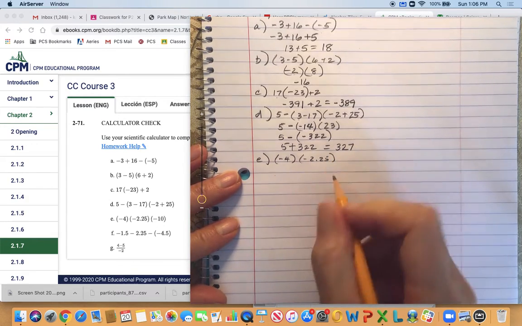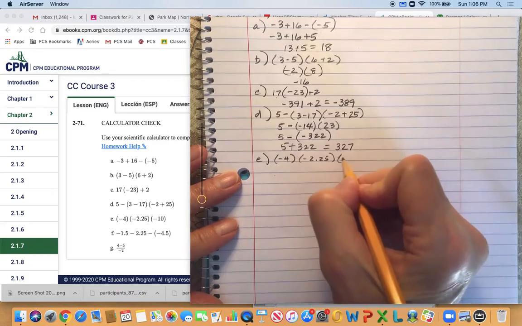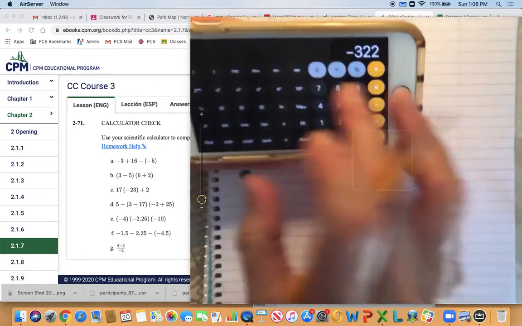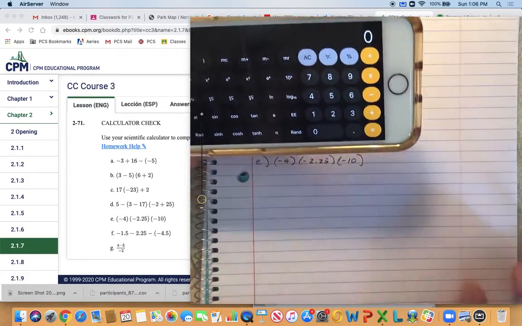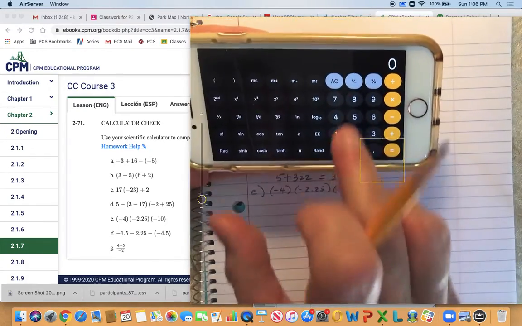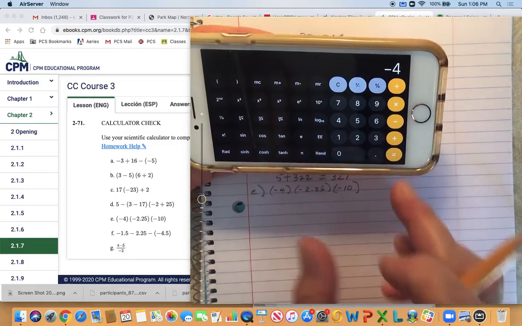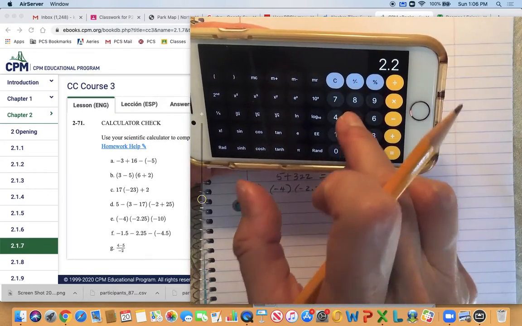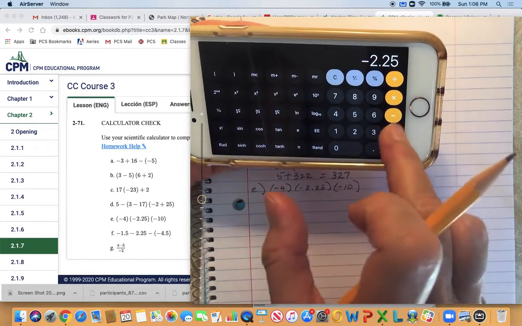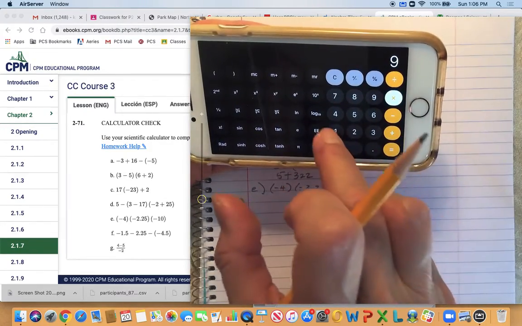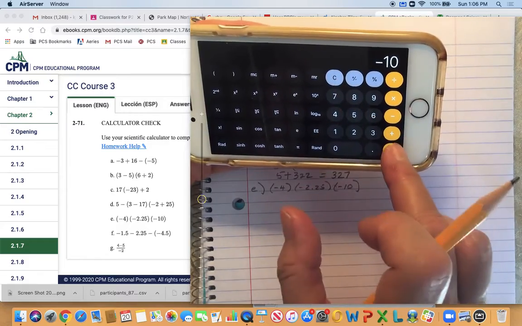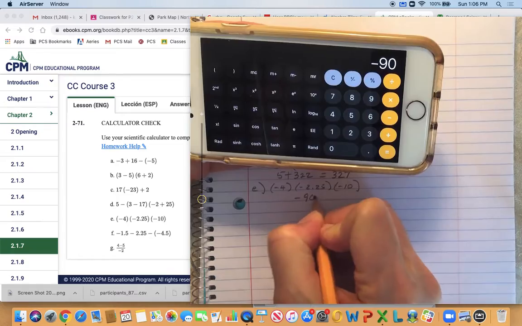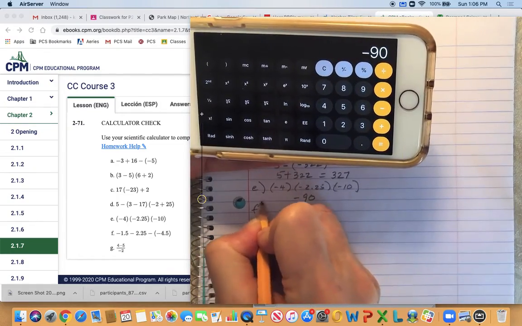Okay, E. All right, with E, it's a negative 4 in parentheses, a negative 2.25 in parentheses, and a negative 10 in parentheses. So using our calculator, we can just multiply all of those together. I'll put the 4 in and make it negative, times the 2.25, make that negative, times the 10, which is also negative. So that is equal to negative 90. All right, on to F.